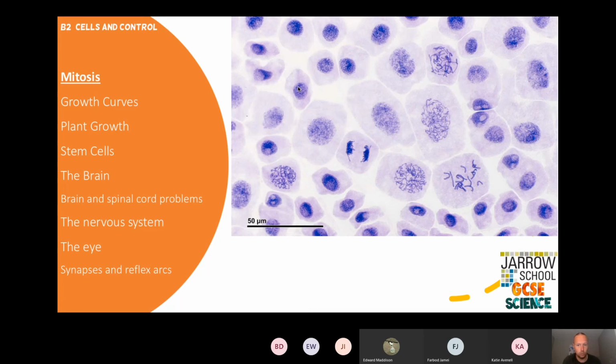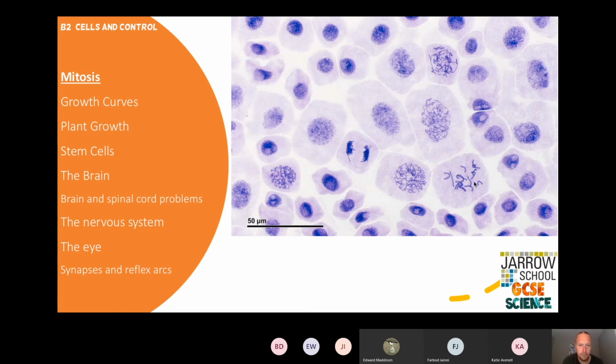Prophase is when the chromosomes start forming. So this here, that's in prophase. This one here is also in prophase. This one is in later prophase. So they've started to try and find the middle of the cell.